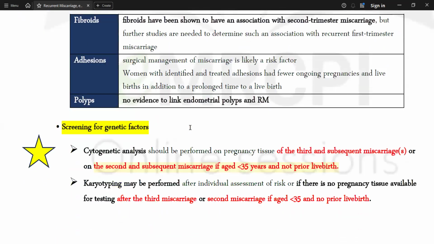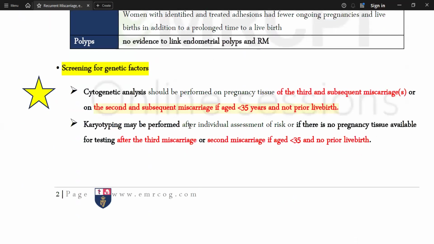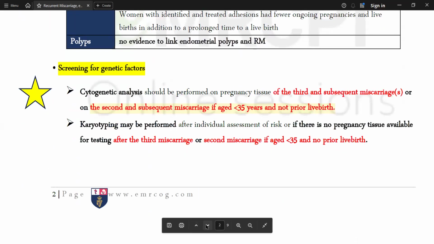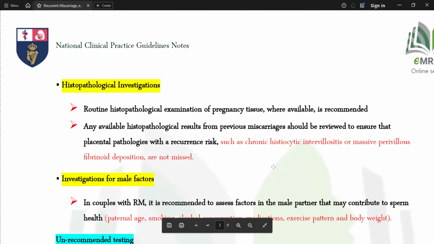Okay, so if we want to revise quickly for the routine investigation, this is going to be antiphospholipid syndrome, rubella IgG, screening for genetic factors, because of course chromosomal abnormality are the most common cause of sporadic and consecutive miscarriages, both of them. Okay, and think with me, uterine abnormalities, excellent. Those are the routine one. And thyroid dysfunction, excellent.